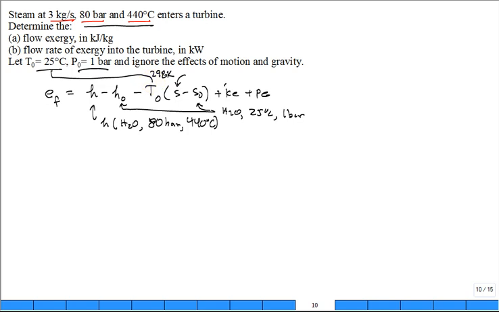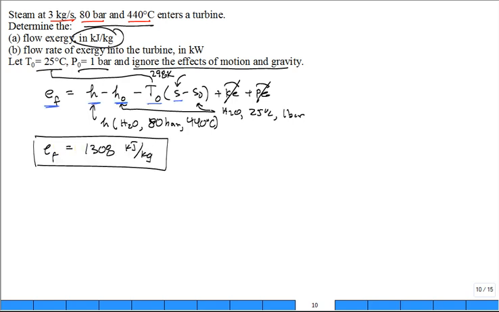About the kinetic and potential energy. There's no information except for it says ignore the effects of motion and gravity. So we'll assume those are 0. And you can crunch and you get that the flow exergy is equal to 1380. The last one, or part B, what is the flow rate of exergy into the turbine? It's in units of kilowatts, but what symbol do I want for it?